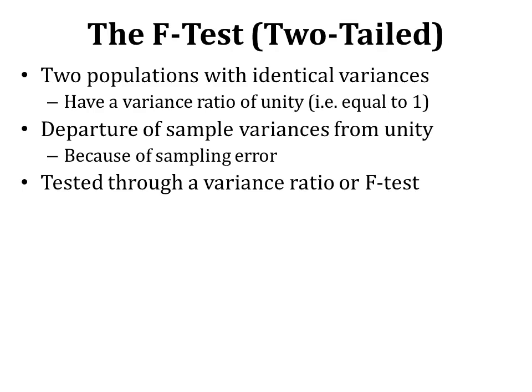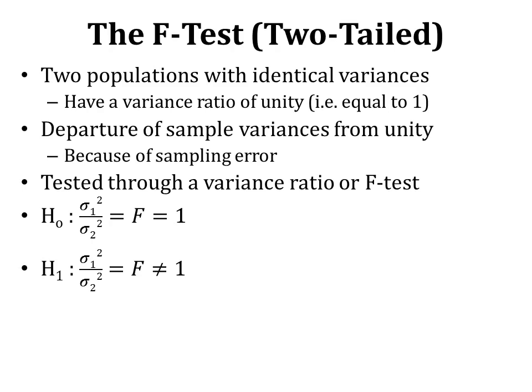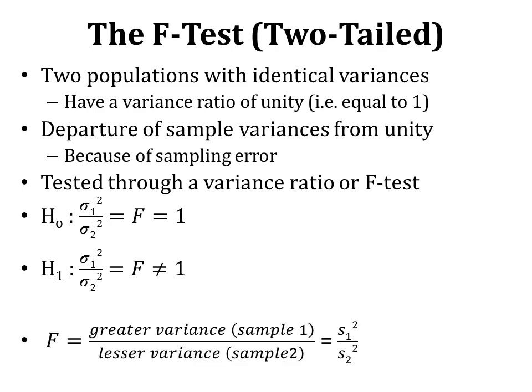This is tested through a variance ratio or f-test. The null hypothesis says that the population variances are similar, that the ratio of the population variances from the two samples is equal to 1. And the alternate hypothesis, which is two-tailed, suggests that the variance ratio of the two populations is not equal to 1. So these are the null hypothesis and the alternate hypothesis for the two-tailed f-test.